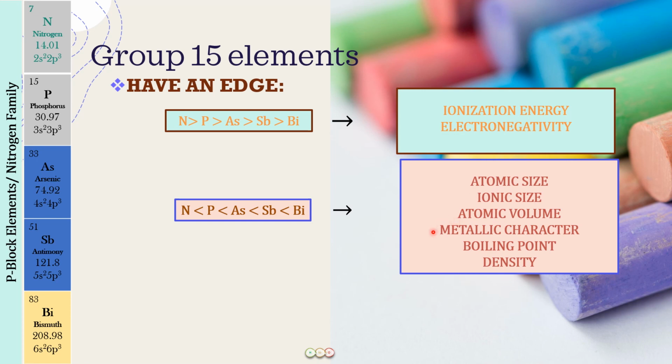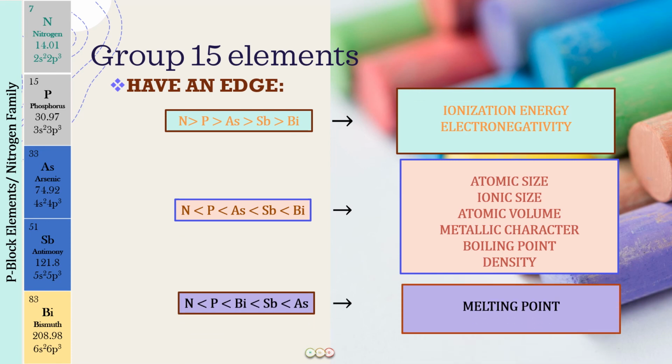In today's lecture we learned about the metallic character increasing down the group. Nitrogen and phosphorus are non-metals. Arsenic and antimony are metalloids. Bismuth is a metal. So metallic properties increase down the group. Boiling points also increase down the group with the increase in atomic size, and the density also increases down the group.